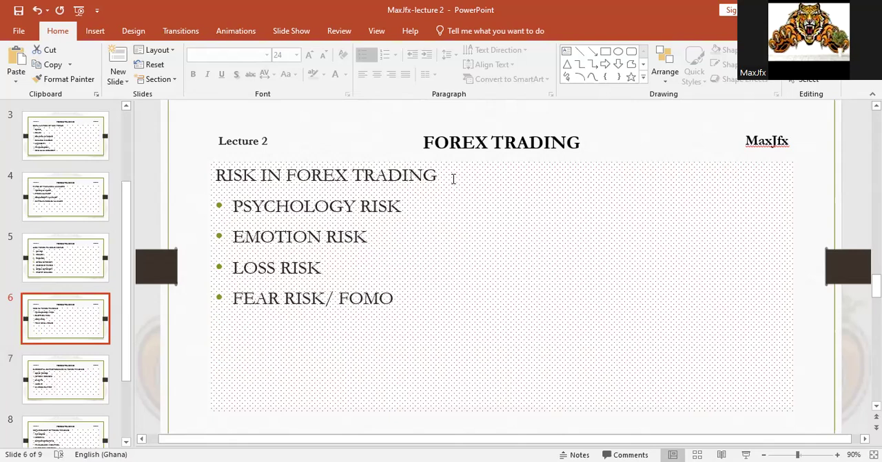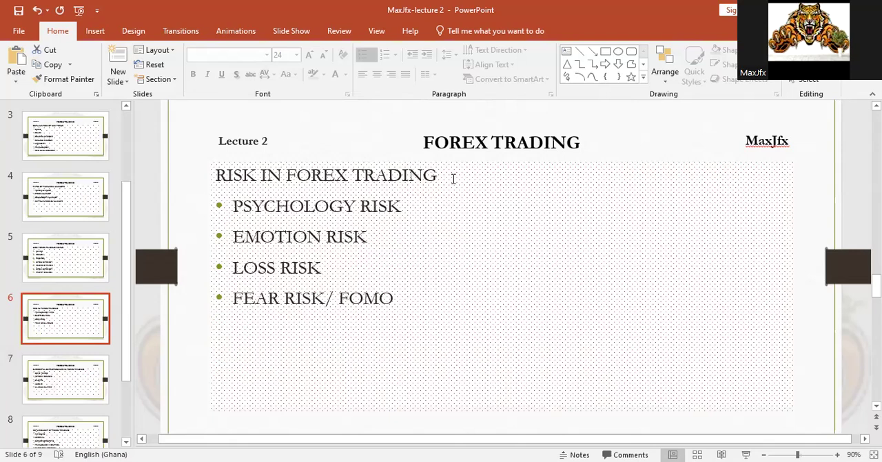And we have emotional risks. So emotional risks is your emotions. Sometimes because of the way the market moves, you decide to just enter the market because you think that since the market is moving aggressively, it's going to continue downwards, and now you place a sell trade, and the market reverses and takes you out. So these are all emotional risks, because you are dealing with your emotions, and these are risks in the forex market.